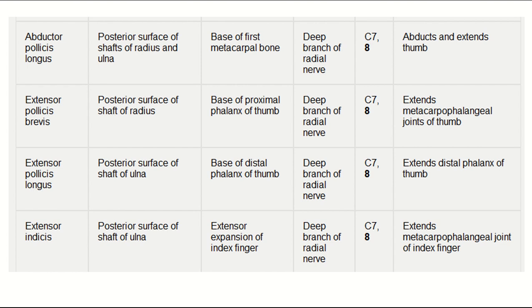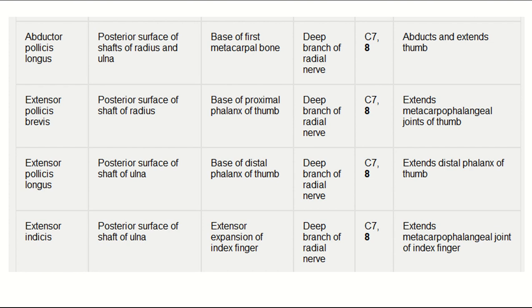The next muscle is extensor pollicis longus. The origin of this muscle is from the posterior surface of the shaft of ulna, and the insertion of this muscle is the base of the distal phalanx of thumb. The deep branch of the radial nerve supplies it, and the nerve roots are C7, C8, and it extends the distal phalanx of thumb.